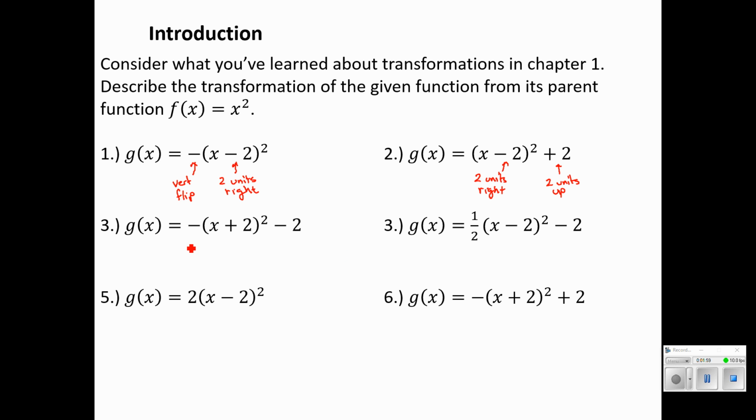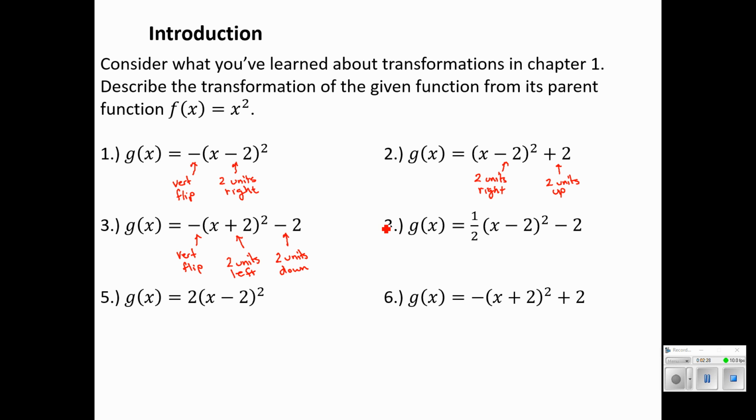For number 3, here we've got that negative sign outside the function again. That is a vertical flip. Then we've got plus 2 inside, affecting our input. That is 2 units to the left. Remember, that's bizarro world. You'd think it should be moving to the right when we add 2, but it's not. It's moving to the left. We're 2 days ahead of schedule. All right, and then the minus 2, that's affecting the whole function. That is 2 units down. And they really like their 2's here in this example.